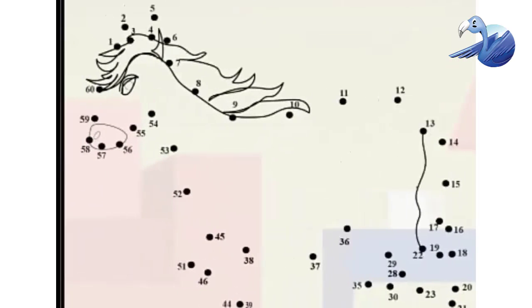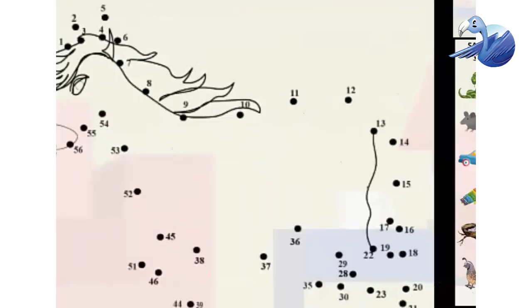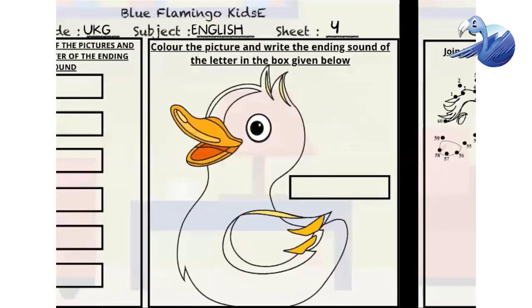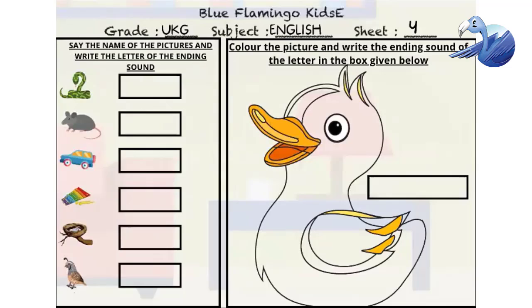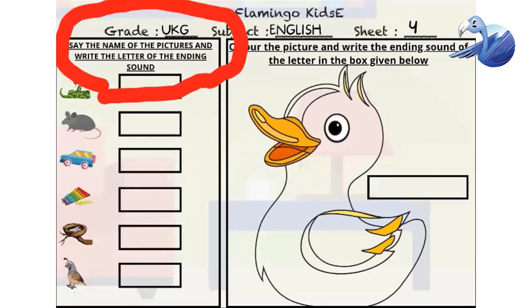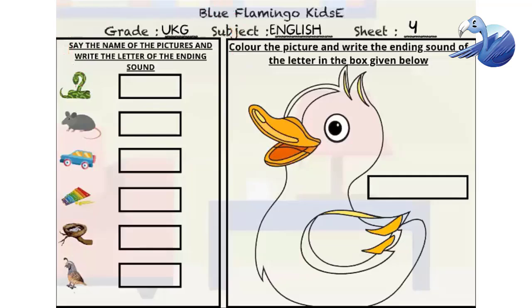EVS. Which subject? EVS. Sorry, English. Your first worksheet is from English. Please see the instruction. Okay. Say the name of the pictures and write the letter of the ending sound.